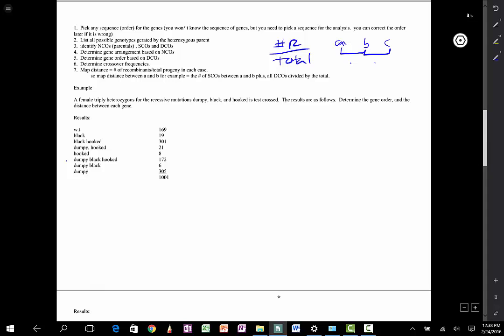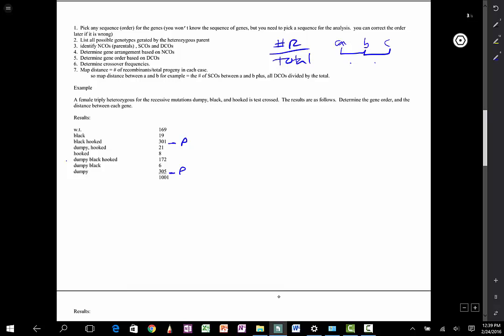And then the next thing to look at is, I would actually not write out all the genotypes just yet. The next thing to do is identify the parentals. So these guys are parentals, and these guys are parentals. So the ones that are the most are the parentals. So the 301 goes with black, hooked, and the 305 goes with dumpy. And this thing says we're doing dumpy, black, hooked as our order.